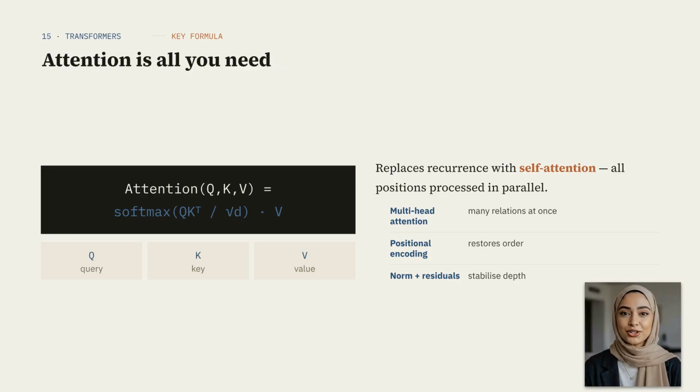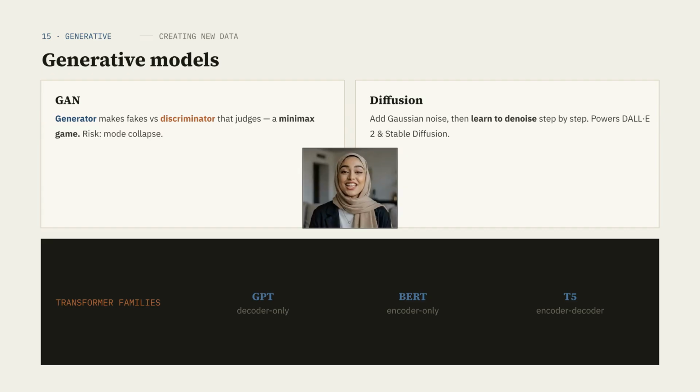Other critical components include multi-head attention for capturing diverse relationships, positional encoding to track order, and layer normalization with residuals for stability. Generative models create new data. GANs use a minimax game where a generator creates fakes and a discriminator critiques them. Diffusion models, which power tools like DALL-E 2, add Gaussian noise to data and learn to denoise it step by step. We also categorize transformer architectures into decoder-only models like GPT, encoder-only like BERT, and encoder-decoder like T5.